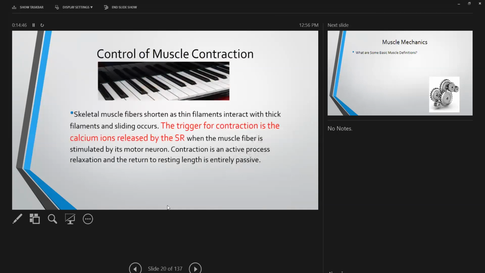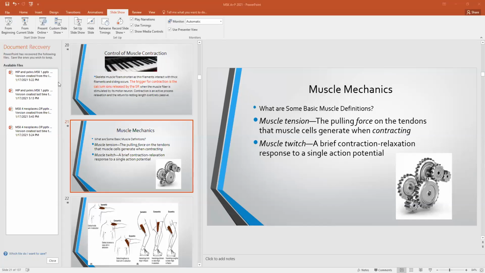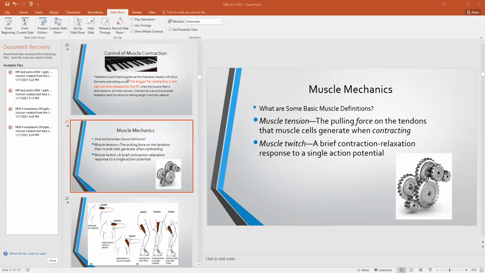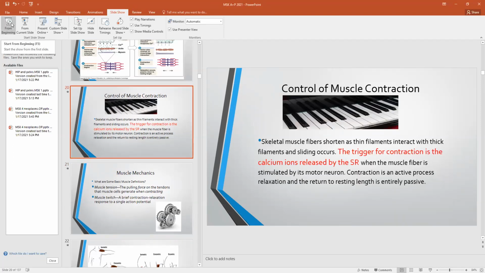Oops. Oops. Quick break here. Okay, back to recording here. Okay, so muscle contraction types. Let's start from the current slide. Okay, sorry about that little break there.